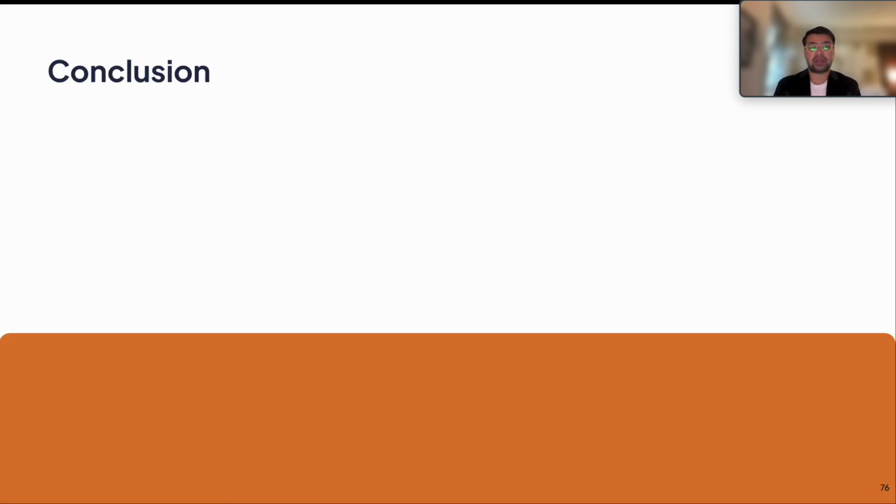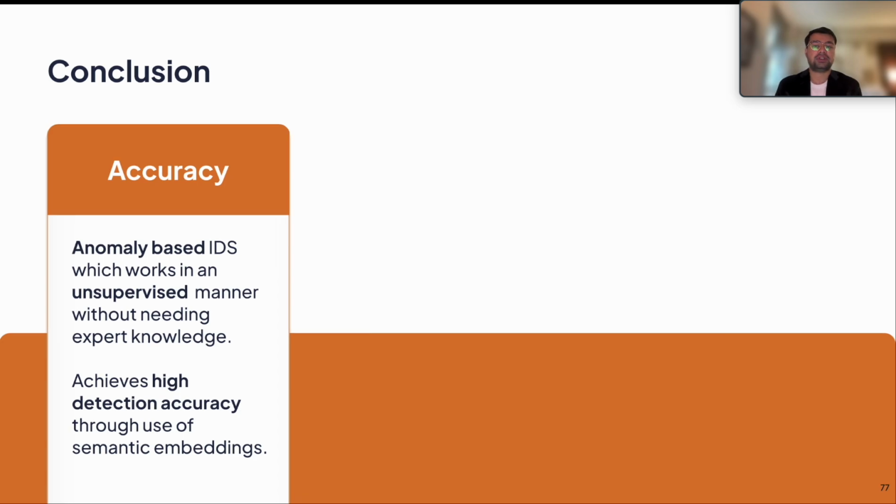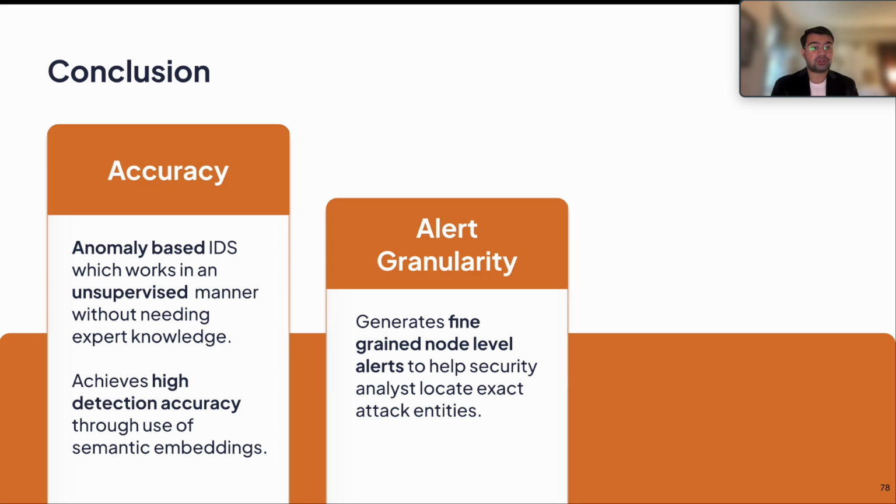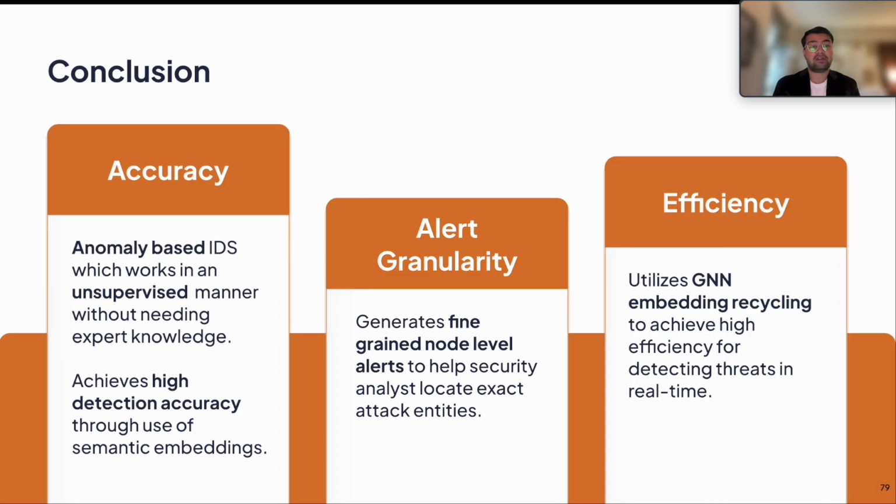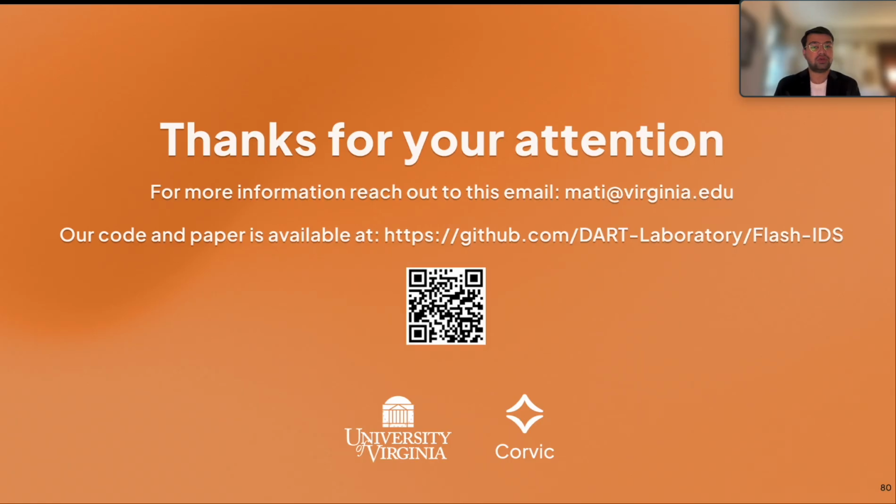So in conclusion, I presented Flash, an anomaly-based intrusion detection system working in an unsupervised manner without requiring expert knowledge or attack signatures. Flash achieves high detection accuracy through the use of semantic embeddings. Flash generates fine-grained node-level alerts to help the security analyst locate exact attack entities. And Flash is highly efficient through the use of the GNN embedding recycling technique to achieve high efficiency for detecting threats in real time.